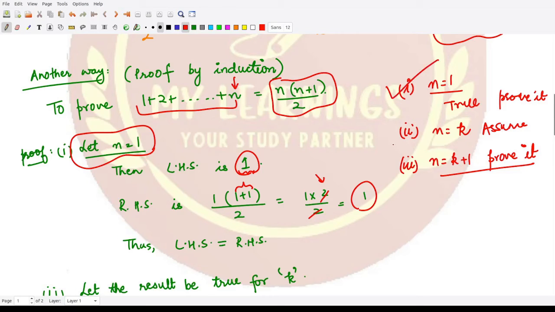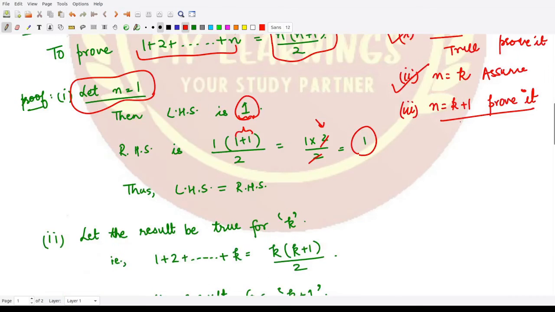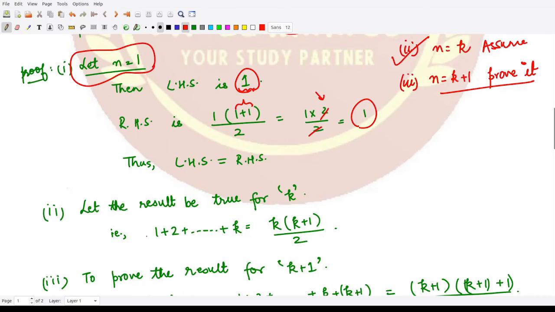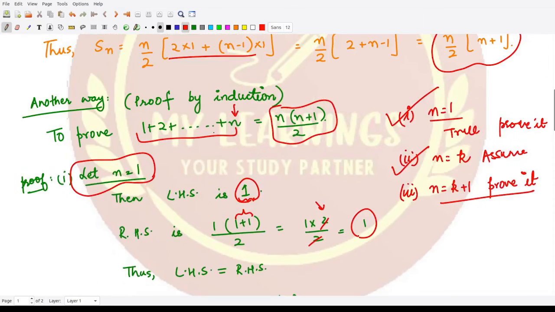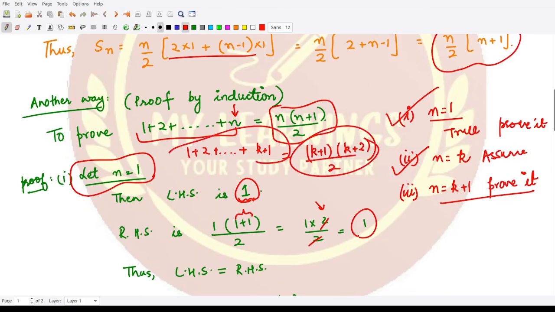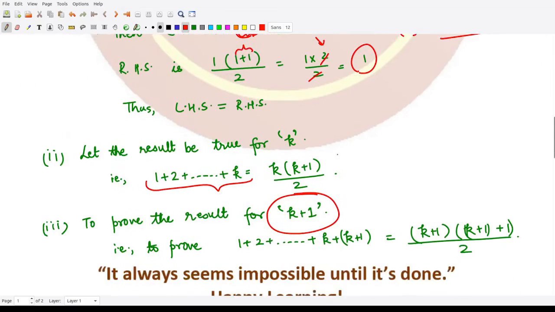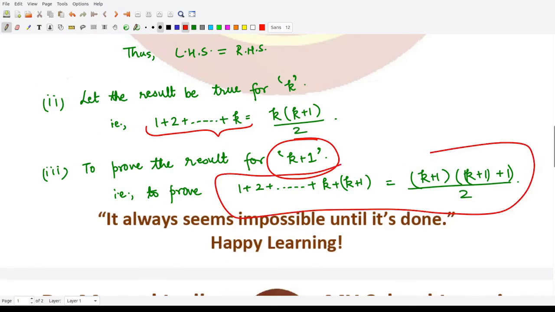For the second part, we assume that the result is true for n equal to k. So when we take 1 plus 2 plus up to k, we would have k(k plus 1) divided by 2. Now we will prove the result for k plus 1. We are required to prove that 1 plus 2 plus so on up to k plus 1 is equal to (k plus 1) times (k plus 1 plus 1), which is (k plus 1)(k plus 2) divided by 2. So this is what I have written over here.